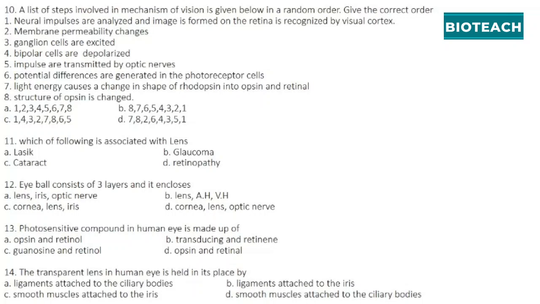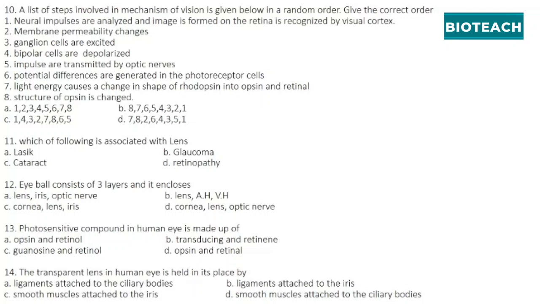Question number 11. Which of the following is associated with the lens? Lasik is associated with the cornea. Glaucoma involves the anterior chamber, where the ciliary gland secretes aqueous humor. Cataract is associated with the lens. Retinopathy is associated with the retina.